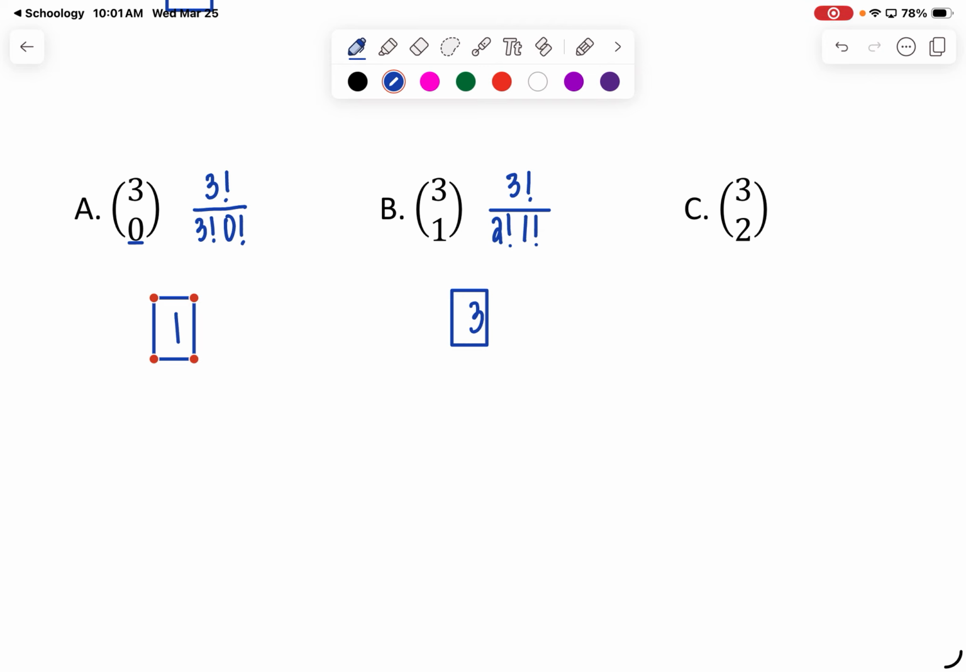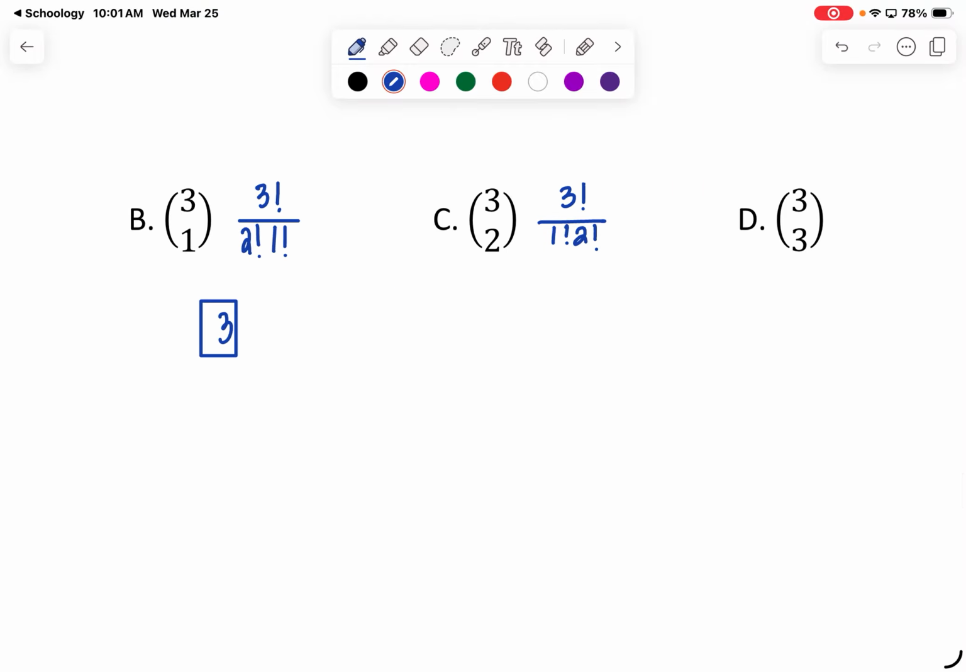And then 3 choose 2 is 3 factorial over 1 factorial. Oops, that's just a factorial. 1 factorial times 2 factorial, which is the same thing. I did that math wrong. No, I didn't. I did it right. It's just the same thing as the last one that we just did. It's just the denominator switched.